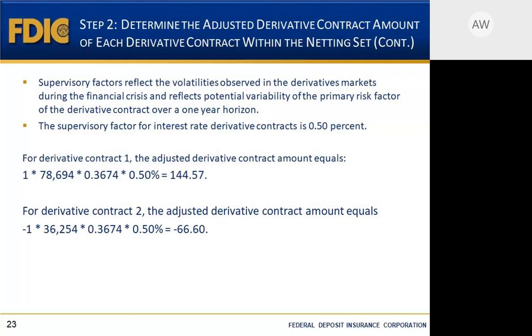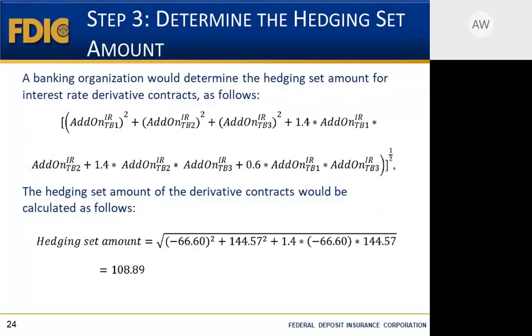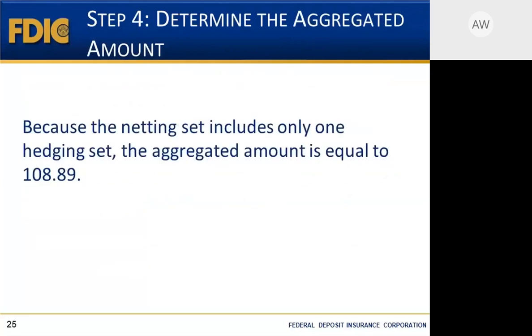After we've done this set of calculations, we go to the next step. We are ready to determine the hedging set amount. We plug the numbers from slide 23 that we just discussed into the hedging set formula and obtain the hedging set amount of 108.89 cents. This is probably the easiest part of the presentation. Because the netting set includes only one hedging set, the aggregate amount is equal to what we calculated before. The hedging set amount is 108.89 cents.